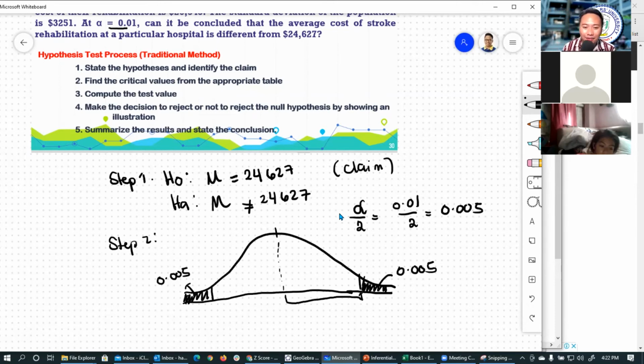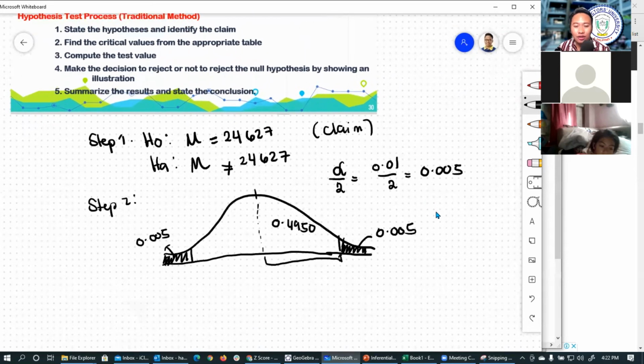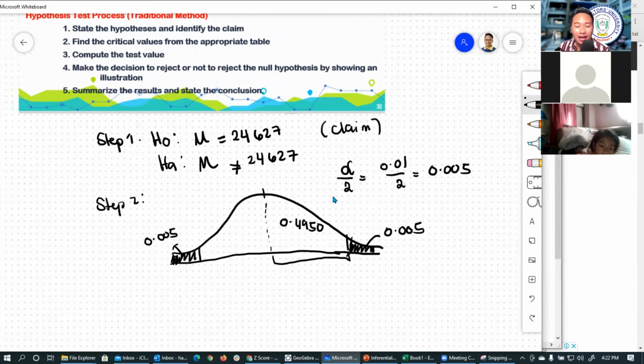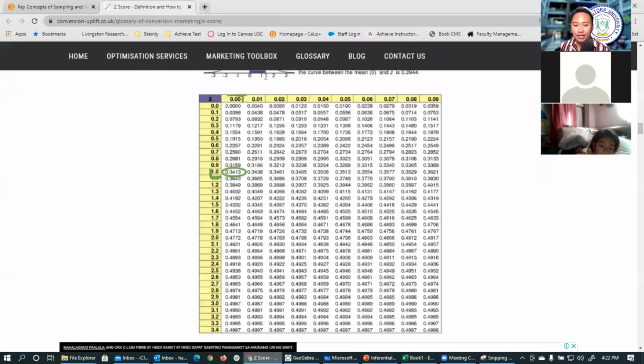Very good, Kiana. It's 0.4950. And DJ, correct. We're going to find this area in the Z table. And if we can't find it, we're going to look for the closest one. So, where is 0.4950? Here, we have 0.4949 or 0.4951.